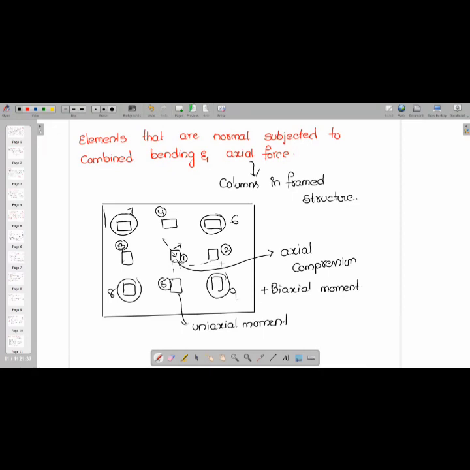So here, see students, the first column will be subjected to axial compression. Columns 2, 3, 4, 5 are subjected to axial compression plus uniaxial moment, and 6, 7, 8, 9 are subjected to biaxial moment. If the moment is in one direction, then we call it uniaxial. If the moment is in both directions, then it is called biaxial. Okay, sir?